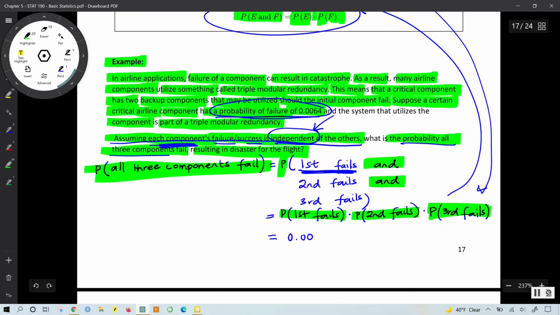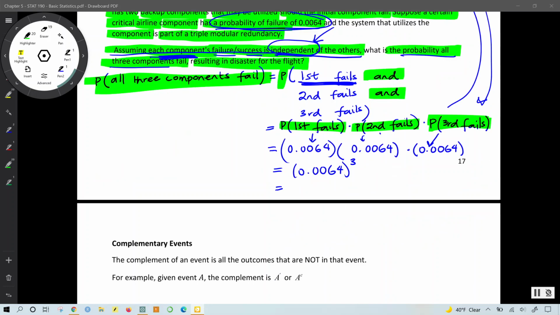So 0.0064, that'll be the first one, multiplied by 0.0064, multiplied by another 0.0064, same as 0.0064 to the power 3. And that will be equal to 2.62144 e raised to power -7.